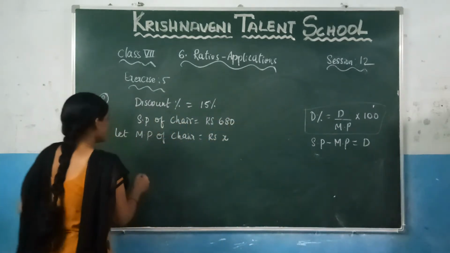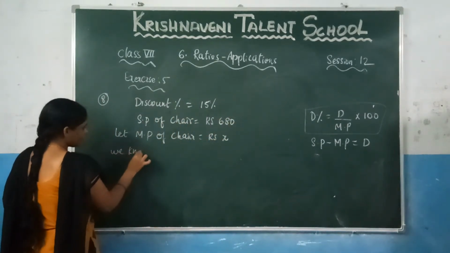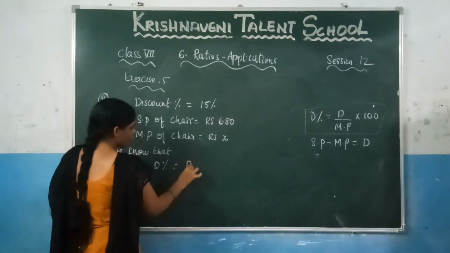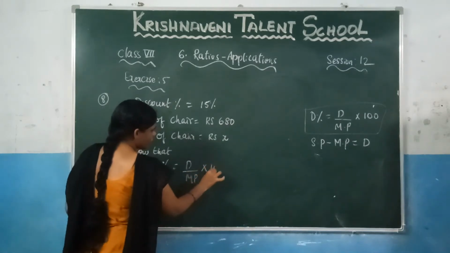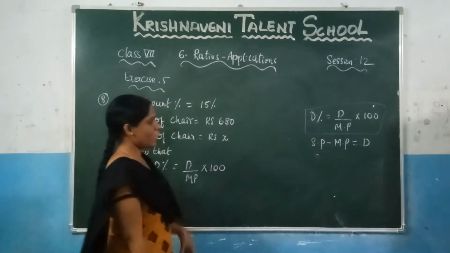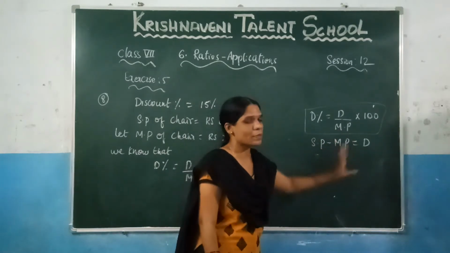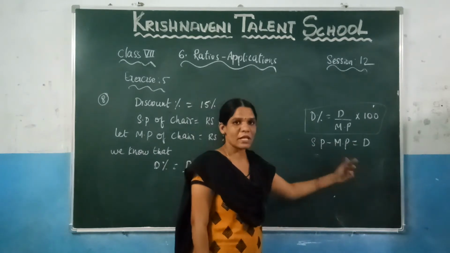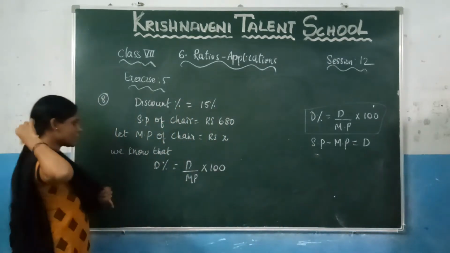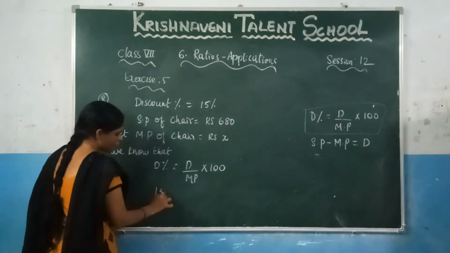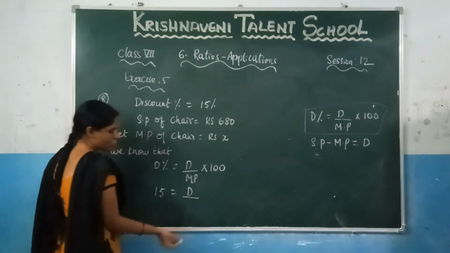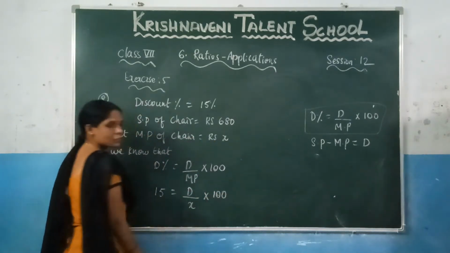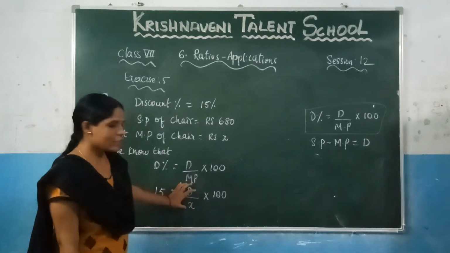So what we know here is that discount percentage is equal to discount by market price into 100. Right? Since we need to find the market price, you need to know the selling price and the discount. You already know the selling price, which is 680, but you don't know the discount. That we are finding here. Now let us see the discount percentage: 15 is equal to discount, that we don't know, and the market price we have considered as some x, into 100.